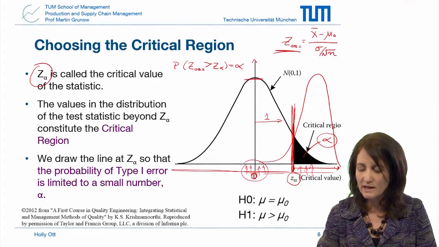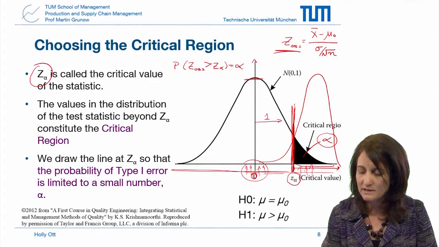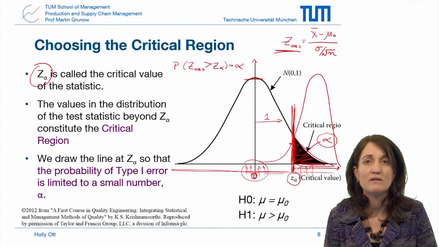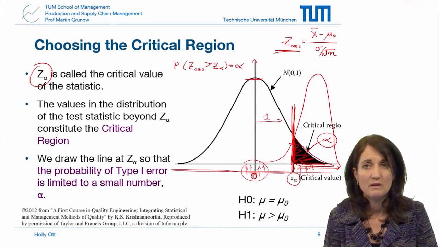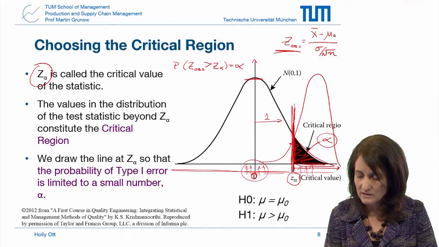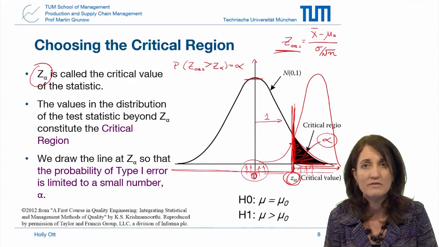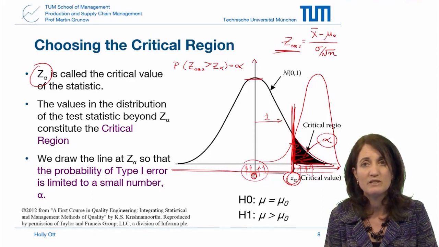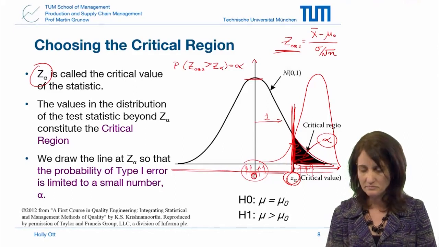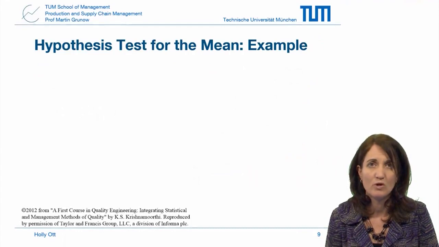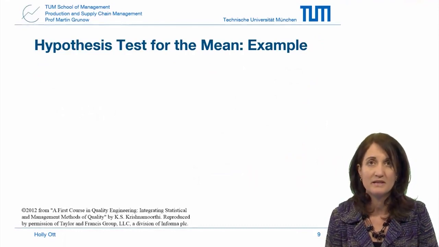But we draw the line such that the probability that it falls in the critical region is very small. This line is drawn then at z alpha, where z alpha cuts off a probability at the upper tail in the z distribution equal to alpha. Let's do an example of our rope supplier, and then I think this will all be clear.